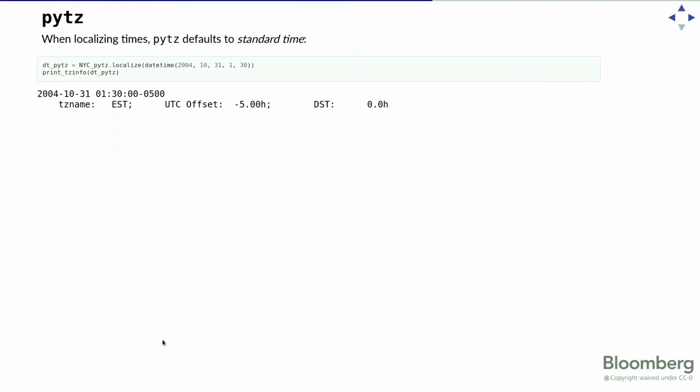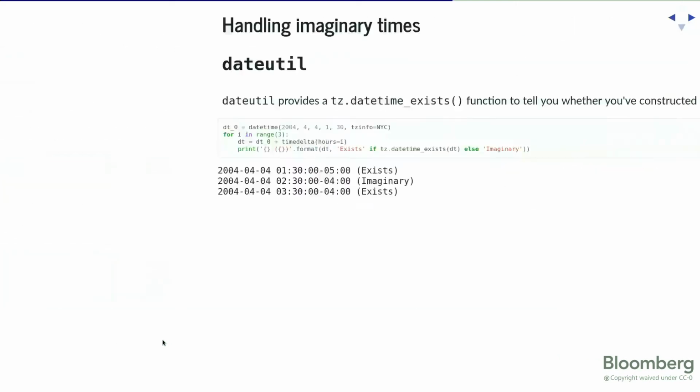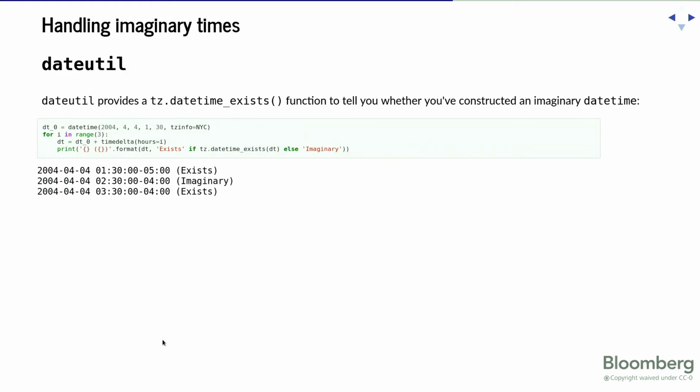So what do you do if you want that in pytz? Well, when you localize in pytz, by default, what it does is it chooses to go to the standard time portion of it. If you want the daylight time portion of it, you pass is_dst equals True to localize, and that gives you that version. And if you want to know whether it was ambiguous or not, then you pass is_dst equals None, and you catch an AmbiguousTimeError. All right, so how do they handle imaginary times?